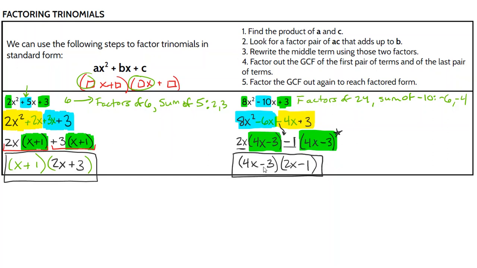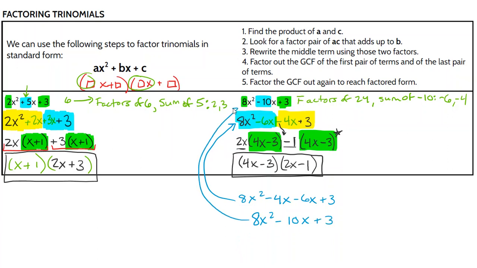If you ever want to check to see if your answer is correct, just use the distributive property and multiply. So if I wanted to check this one, 4x times 2x is 8x squared. 4x times negative 1 is minus 4x. Negative 3 times 2x is minus 6x. And negative 3 times negative 1 is plus 3. If you look, this looks exactly like what we had here, which is why all of these numbers work together. And then we simplify, and we get 8x squared minus 10x plus 3, which is the original problem that we were given. Now, factored form is not simplified.